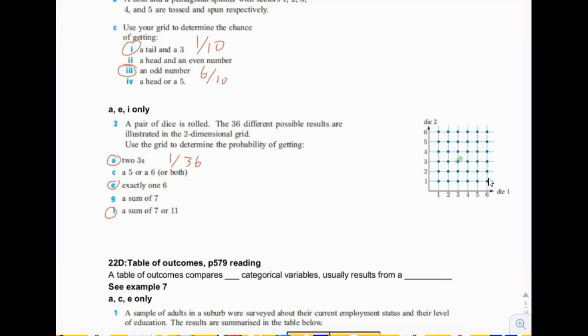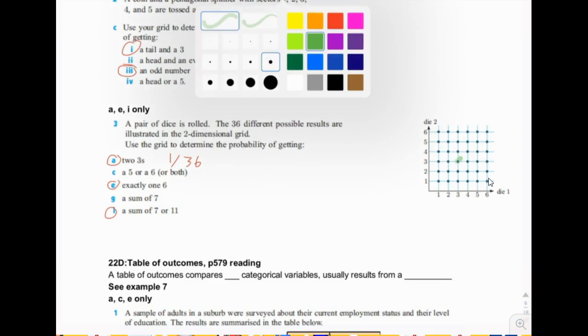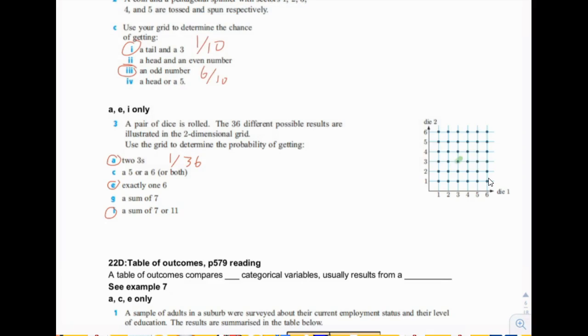What's the probability of getting exactly 1 6? Exactly 1 6 would be any of these, right? Not the last one because that's 2 6s, and any of these. So that would be 5 plus 5, which would be 10 divided by 36, which you could also write as 5 divided by 18.